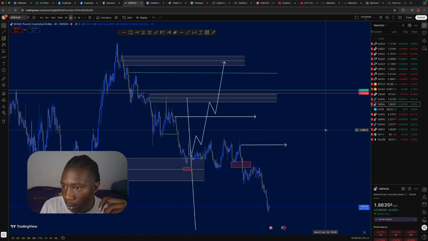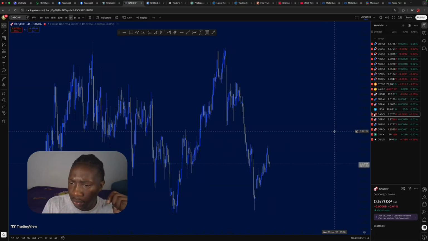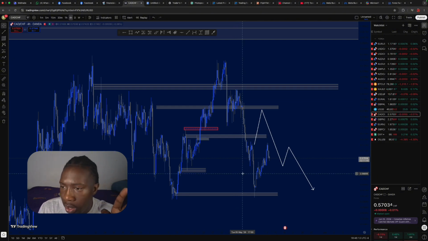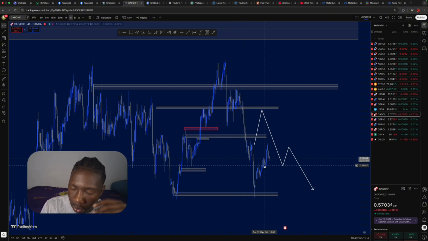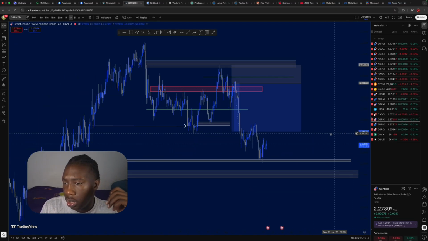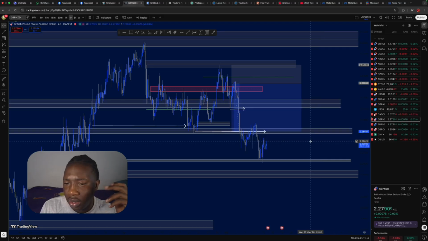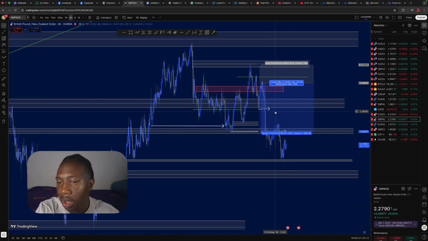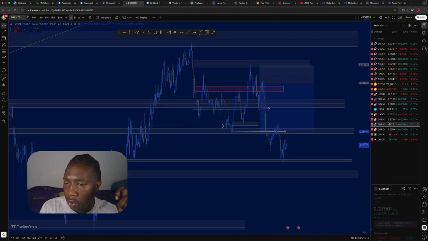GBP AUD, no. We go to CAD CHF. We received this move to the downside, and no again, because the market is now collecting liquidity, finding new areas to go. And then we'll go to GBP NZD. GBP NZD, again, we received this type of trade, so I don't think we are going to find another trade soon. We'll wait for the market to give us an opportunity again, and then we'll go to Euro NZD.